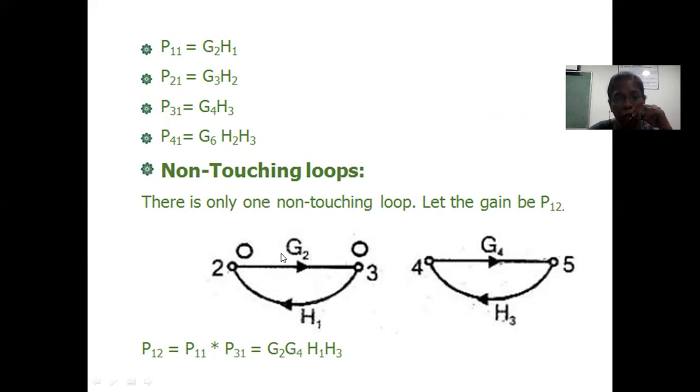So when you get the product of all the gains, G2 into G4 into H1 into H3, that is actually the gain of the two non-touching combination, right? So only one two non-touching combination is available. And for that one two non-touching combination, the gain will be the product of all the gains, G2, G4, H1, H3. So that is actually the gain.